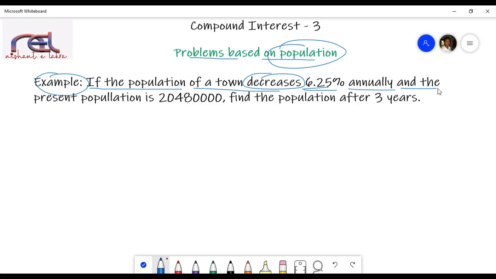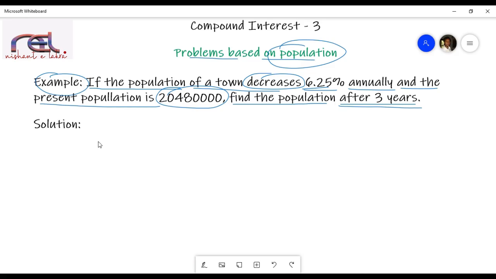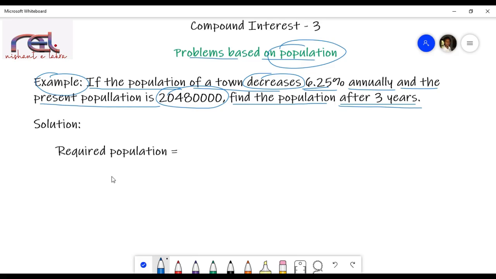6.25% annually, and the present population is 2,04,80,000. Right, what do we have to do? We have to find the population after 3 years. Let's start solving it. So what do we have to find? We have to find the required population.